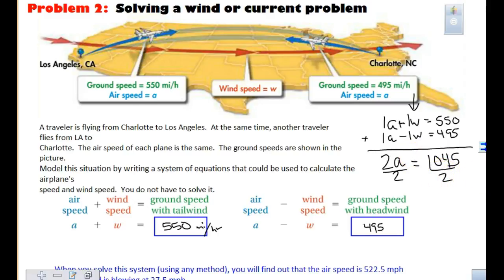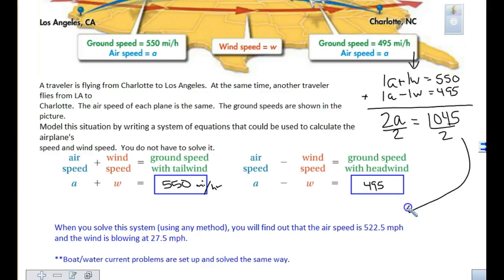And that is how they got the airplane speed being 522.5, right? Is it pretty easy now, if I know that this is 522.5, to just replace that and go, oh, I'm going to take 550 and subtract 522.5? Because it said air plus wind has to equal 550, and this will tell me my wind speed. Or I could have taken this number and subtracted 522.5, and subtracted 495. That gives me my wind. But the easiest one, I think, is the first one, and you get 27.5.